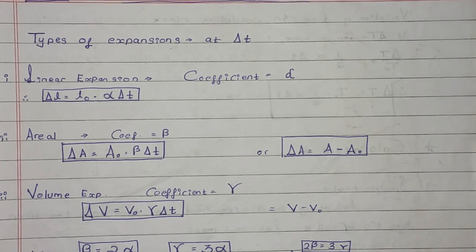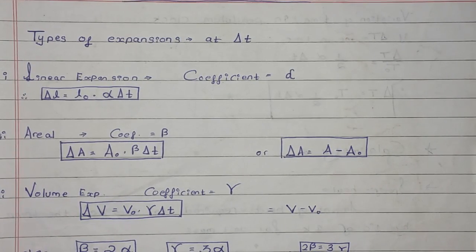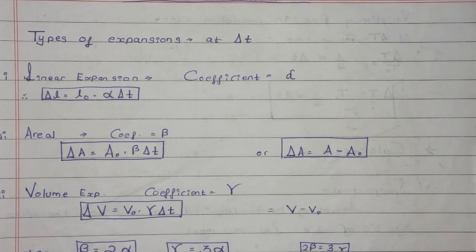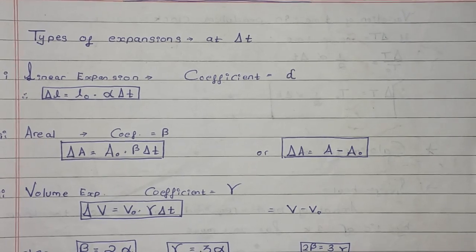So let's do it. Here you can see in my notes that there are types of expansions at delta T. Here, don't say small t is changing time, because this is thermal expansion, so small t is changing temperature. So, linear expansion at first. Now you must have a question, what is linear expansion? At least some people who are viewing this video.